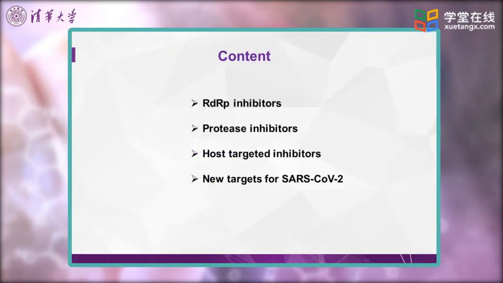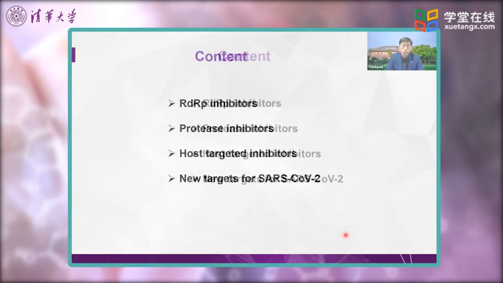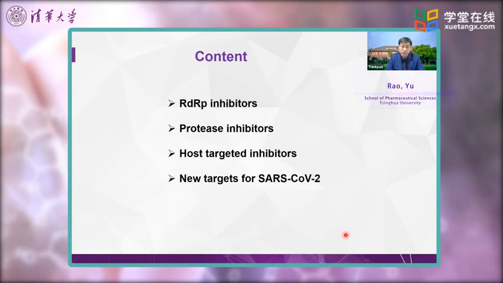Since the outbreak of the novel coronavirus, a lot of effort has been made toward drug discovery against it. Those efforts are from the pharmaceutical industry, academic research institutes, and governments. Because so many papers have been published in peer-reviewed journals and preprint websites, I cannot cover all of them. I will only focus on 4 representative parts, which are shown on this slide with some selected examples.